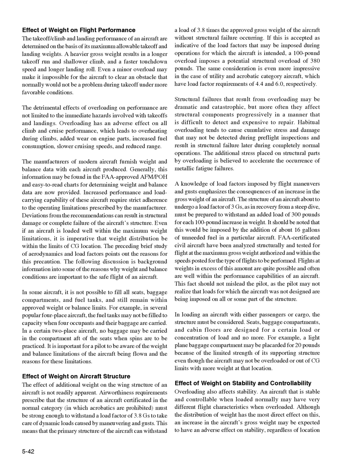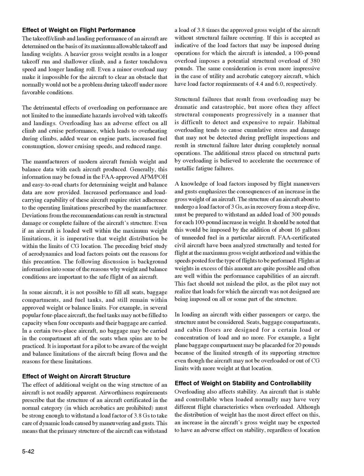In loading an aircraft with either passengers or cargo, the structure must be considered. Seats, baggage compartments, and cabin floors are designed for a certain load or concentration of load and no more. For example, a light plane baggage compartment may be placarded for 20 pounds because of the limited strength of its supporting structure, even though the aircraft may not be overloaded or out of CG limits with more weight at that location.